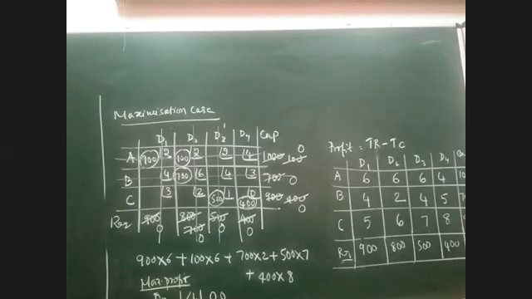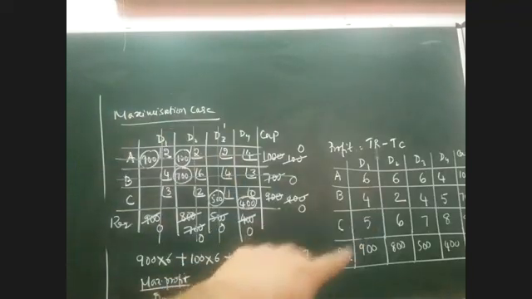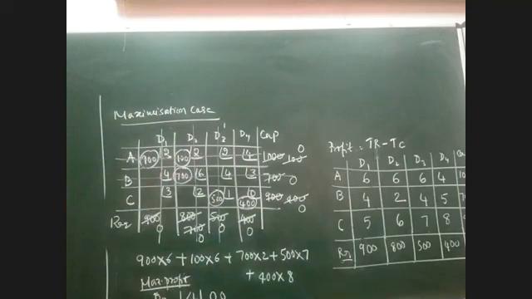But finally, when you are calculating the total profit or maximum profit, you should not multiply the allocations directly with the new values. Instead, you should multiply with the original values. That is this table. From the original values, these have to be multiplied.